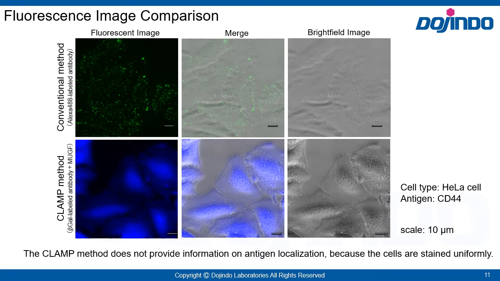The clamp method is more appropriate for experiments such as flow cytometry that intend to measure the amount of antigen expressed, or for experiments that intend to confirm the presence of antigen, even in small amounts.